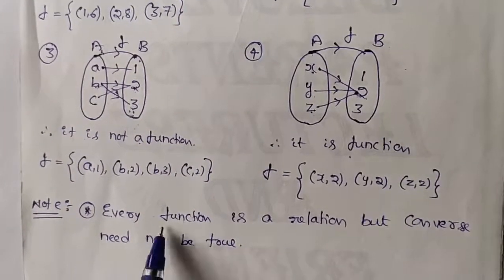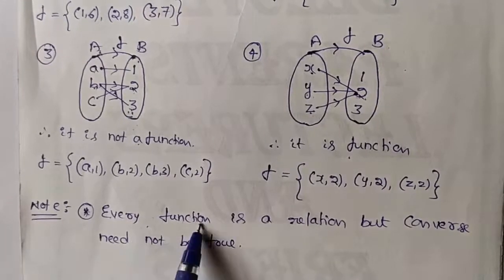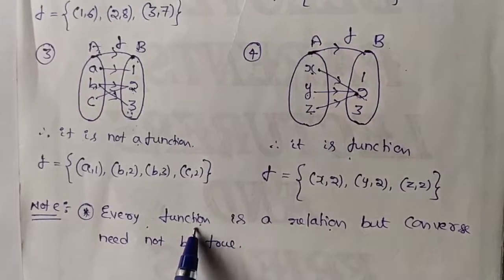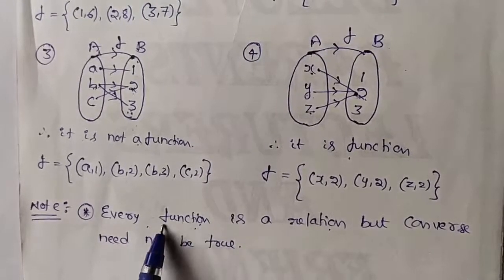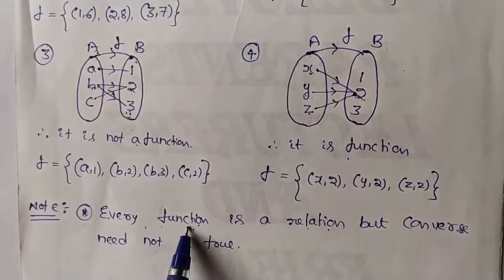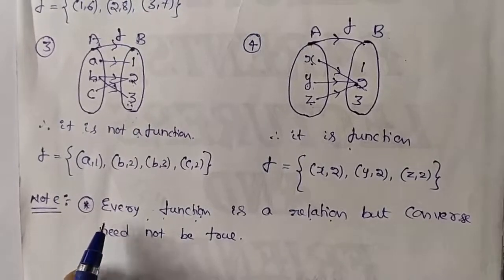Every function is a relation, but the converse need not be true, which is nothing but every function is a relation, but a relation need not be a function. It is one note point.